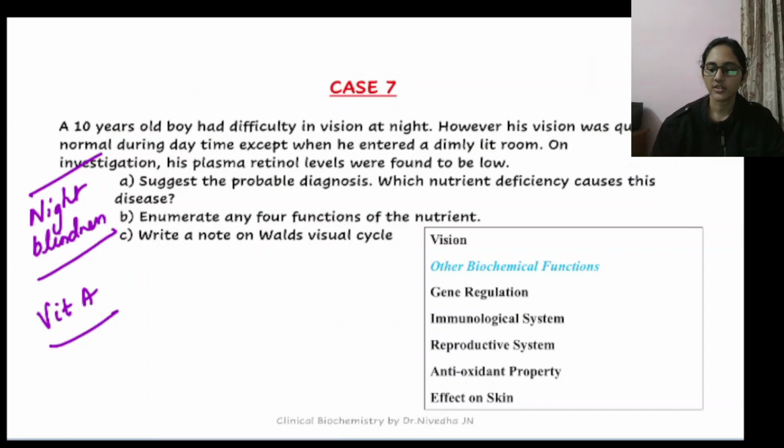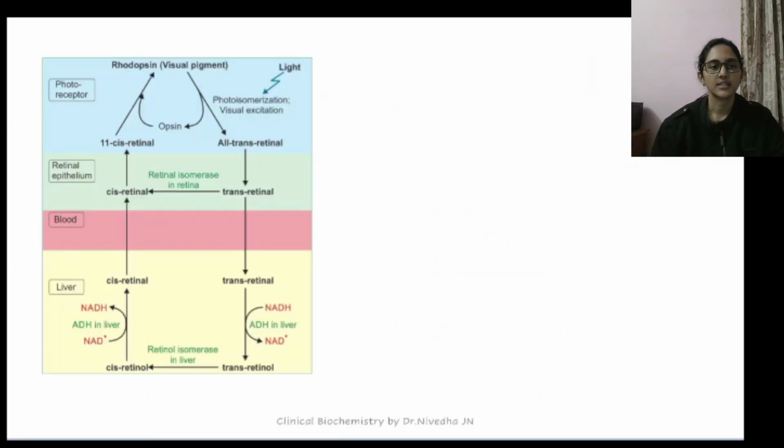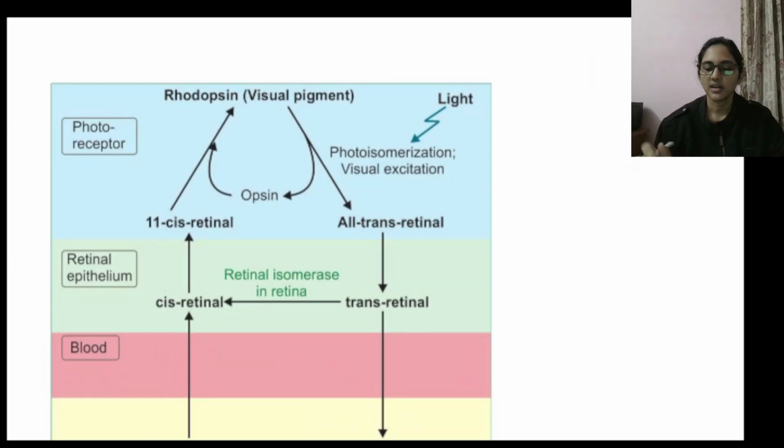And what are the different functions? One is vision, and you have gene regulation and immune system regulation. It provides immunity. It has antioxidant property and reproductive function, and it also helps in skin remodeling. And write a note on Wald's visual cycle. So that's what is important here. So here is the pigment. Here are the rods and cones, which have this protein rhodopsin.